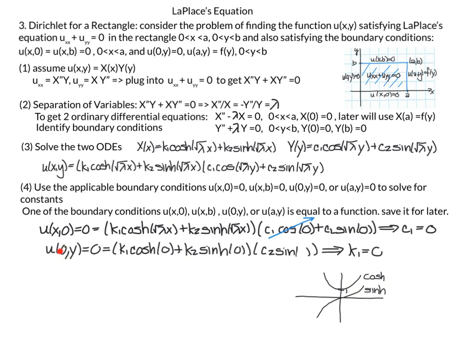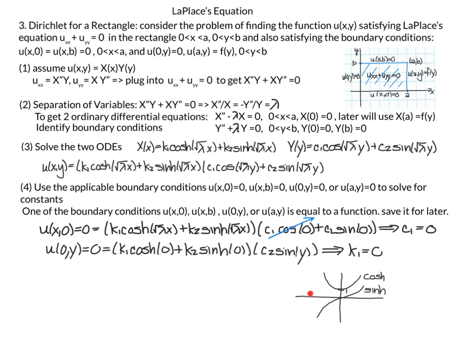So I'm going to do x equals 0 next, and that's over here. And by my boundary condition, when x equals 0, we have u is equal to 0. So plugging in 0 for x. So here I have cosh of 0, and I have sinh of 0. Remember, c1 is equal to 0, so I can get rid of this one. But I have to plug in 0, actually not 0, because this is y. So I just leave this as sine of y.